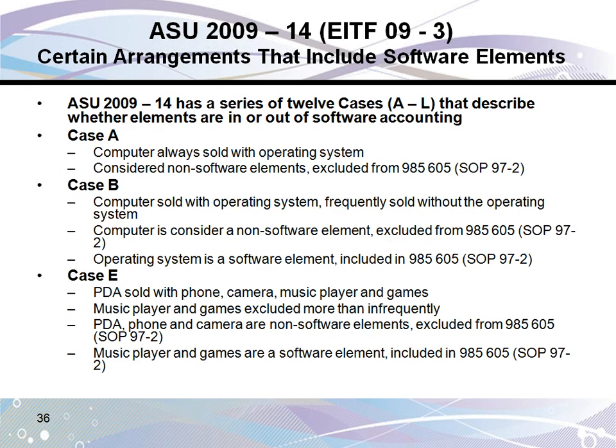So in case A, we've got a computer that's always sold with an operating system. That's going to be considered a non-software element, and it's going to be excluded from software revenue recognition and will follow the relative selling price method. In case B, the computer is sold with an operating system, but it's frequently sold without the operating system, so it has value as a computer without an operating system. In that case, the computer is going to be considered a non-software element, and the operating system is going to be considered a software element.